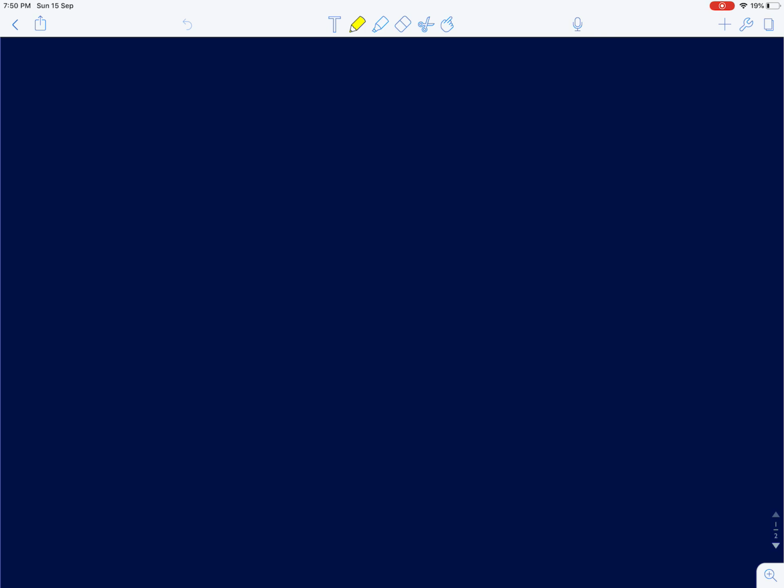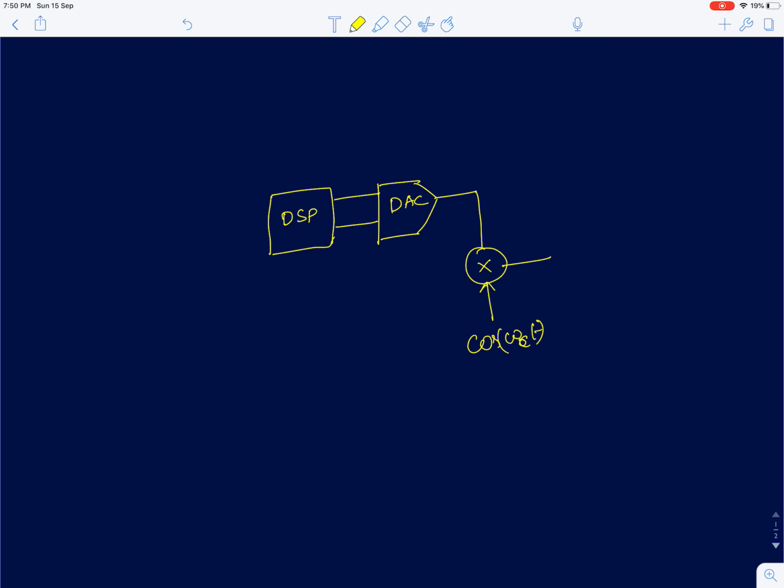So most RF systems contain a digital processor. For example, there will be a digital processor which will process the data, and this digital data will then be converted to an analog signal using a DAC, a digital to analog converter. Then this data will be modulated, multiplied by a carrier signal cos omega c t, and then this will be passed eventually through a power amplifier and transmitted through an antenna. This is the symbol for an antenna here.